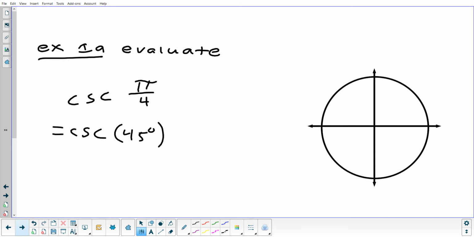Ryan, what quadrant is 45 degrees in? It would be in the first quadrant. Yeah, it's the first quadrant, right in the middle, or off to one side a little bit? Dead center. Yeah, right in the center. 45 degrees.